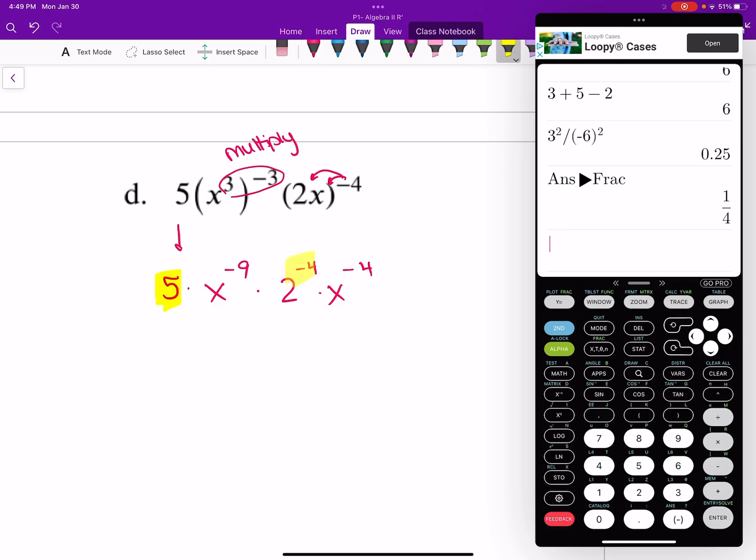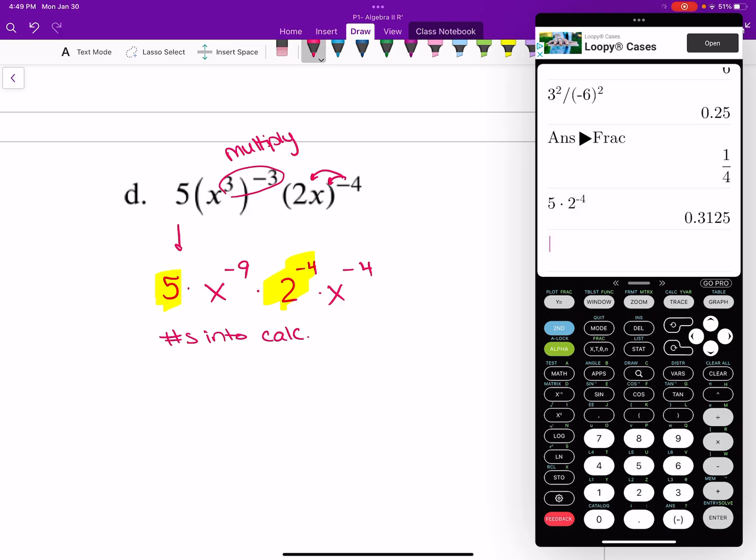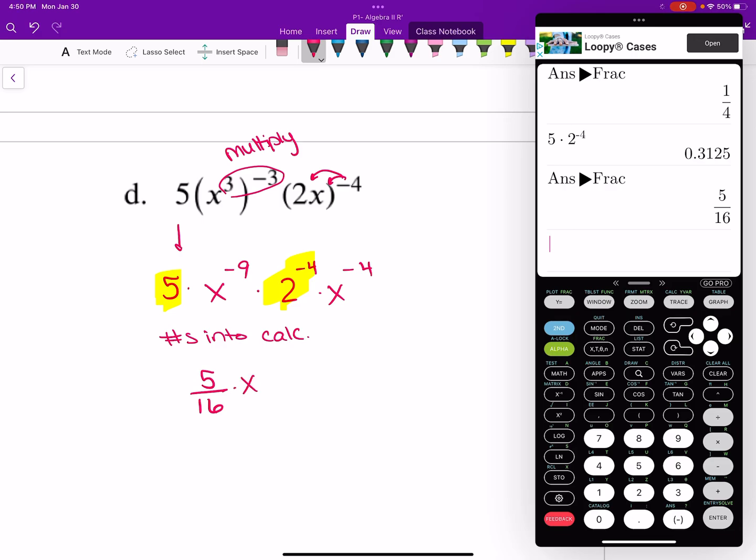For the numbers, again, I'm going to plug them straight into my calculator. 5 times 2 to the negative 4. Math, enter, enter when you get your decimals. And we get 5 over 16. And then the x, we're going to add the exponents now because they're being multiplied. So negative 9 plus negative 4, we get negative 13.